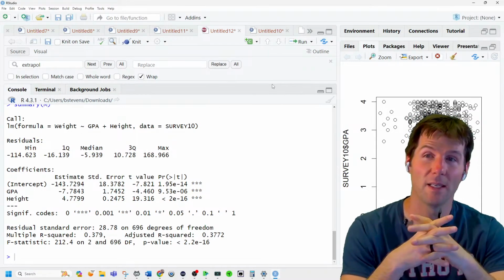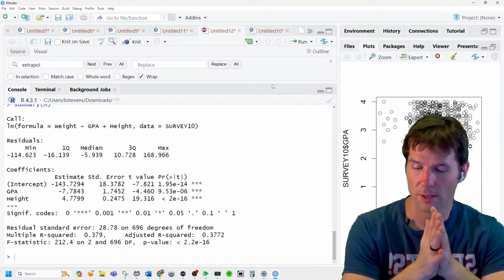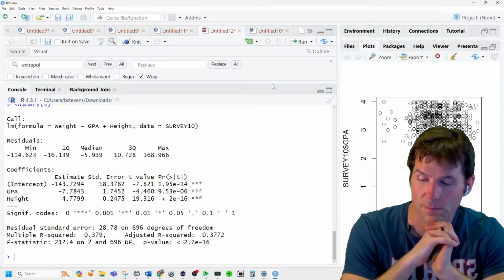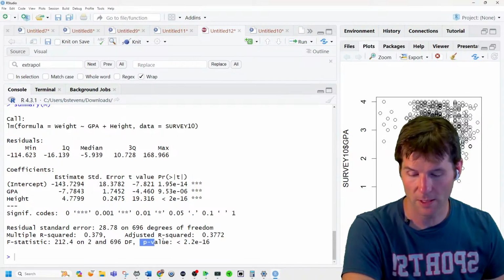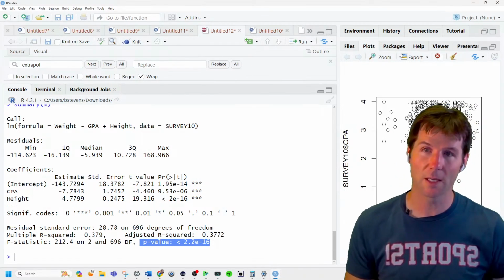Categorical X's make indicator variables. So where is the significance of the model here? The p-value, this right here. Great job, Owen. The p-value is the significance of the model right there.